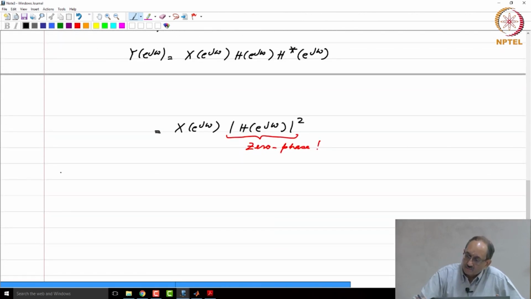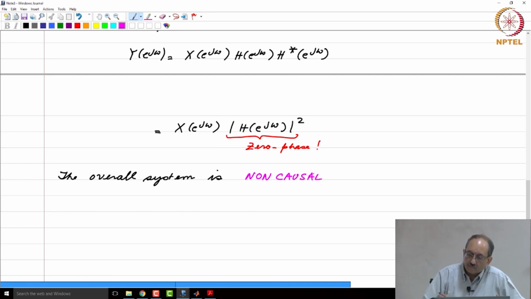The overall system, because of the time reversal operation, is non-causal and therefore not realizable in practice. Therefore, even though zero phase filtering seems possible, the operations involved require the system to be non-causal, and hence this is not practical. Therefore, you have to deal with phase response.